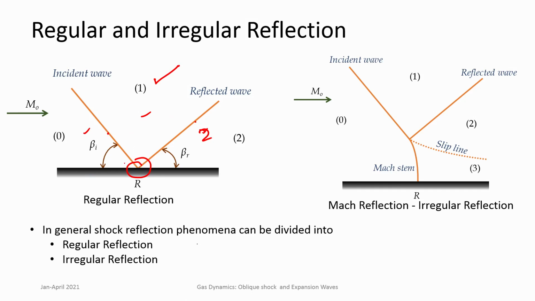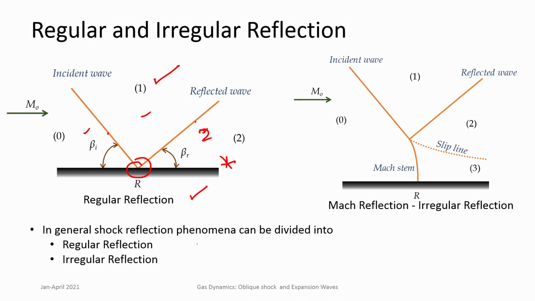But there are certain situations where the incident waves are quite strong and come and are incident on a wall, and then the situation can happen that this solution that we have here is no longer possible. It is no longer possible to satisfy all the boundary conditions at the wall. So, as a consequence you get another kind of waveform. This kind of waveform is called a Mach reflection.